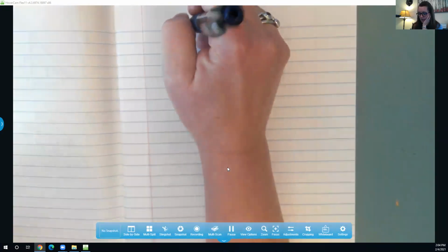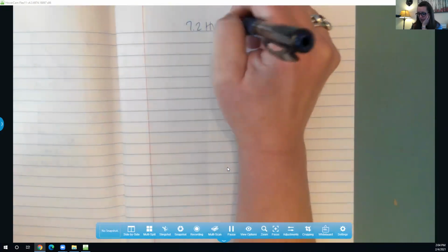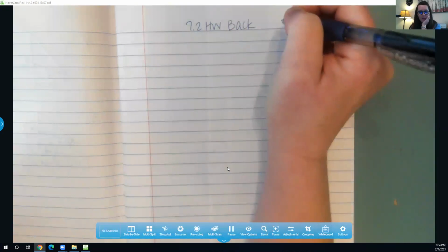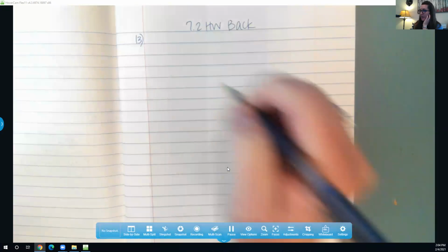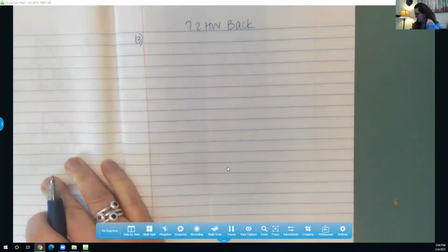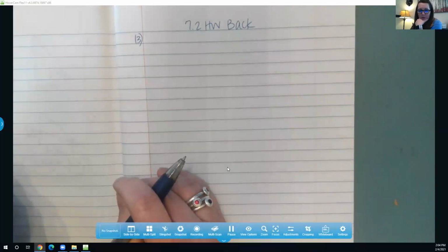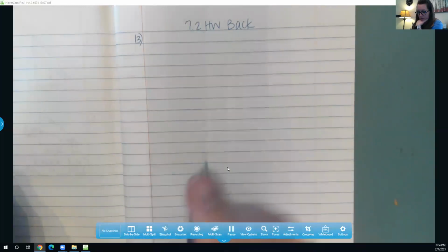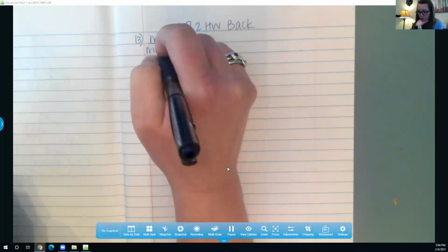So this is 7.2 homework. And I want to look at the back or the second page, however you have it. On number 13, now these are kind of tricky, and I thank you guys for just attempting and looking at them and trying your best. But I want to show you these because there are some operations in here that we need to do first before we do our multiplying and dividing.